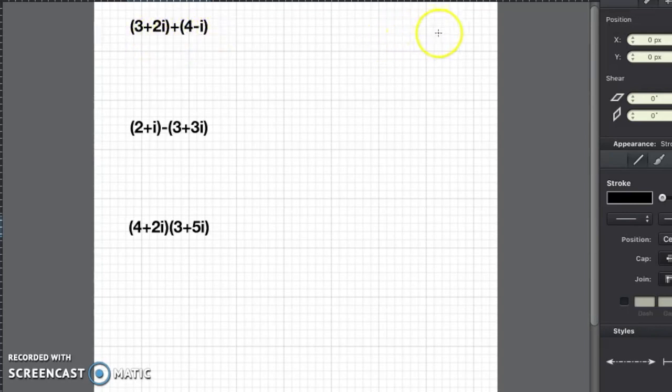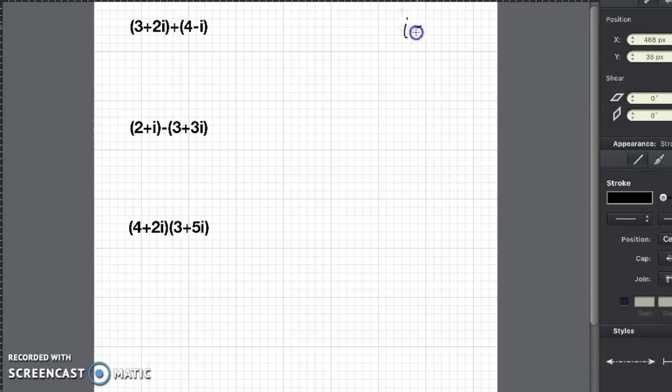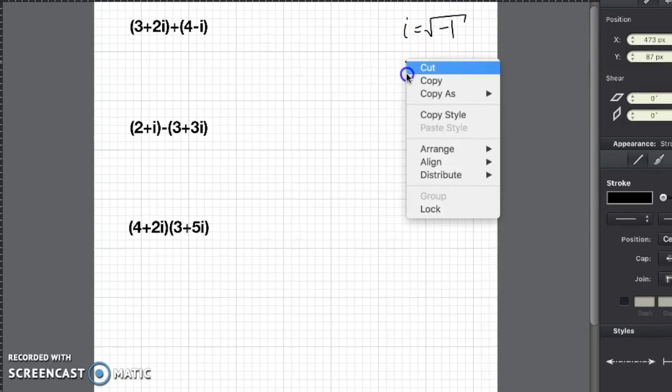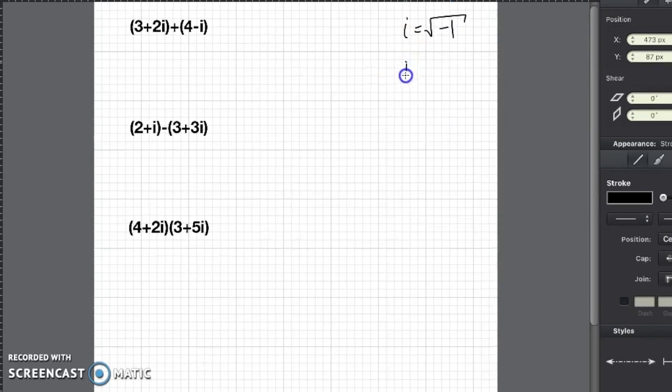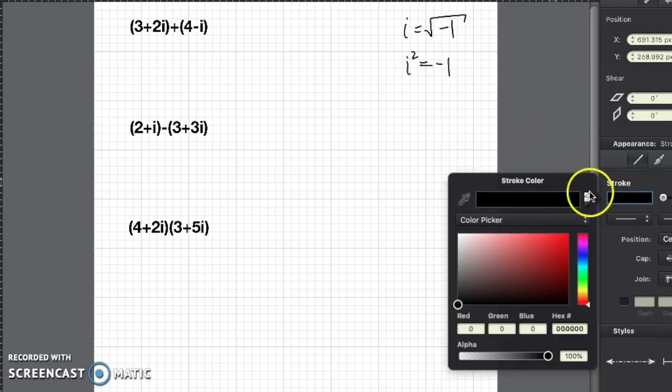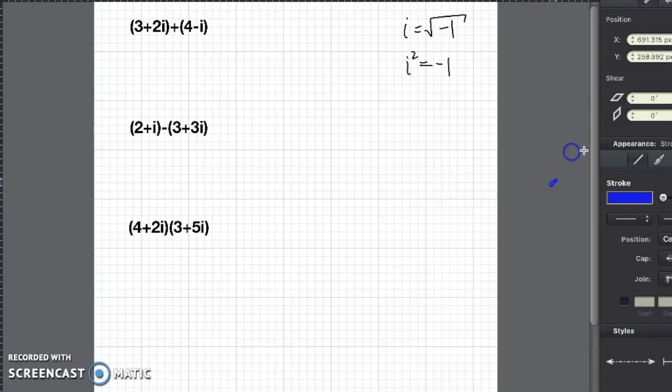And I'm going to remind you that our definition, we have two of them. One of them was i is equal to the square root of -1, which is a fine definition, but I prefer i squared is equal to -1, and it's going to come up very quickly here for us why that definition's a little bit better. But here's what I'm going to do.